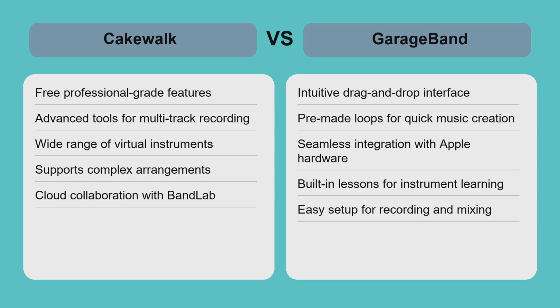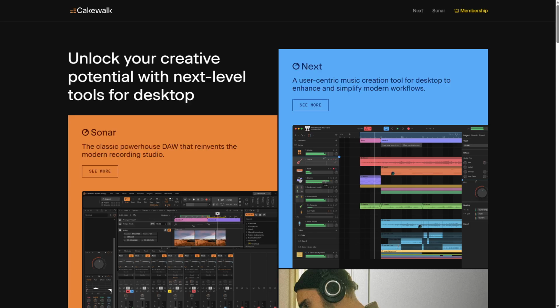Cakewalk's steep learning curve contrasts with GarageBand's simplicity, making the choice dependent on your device and production goals. Both support MIDI and audio recording, but differ in scalability and ecosystem compatibility.